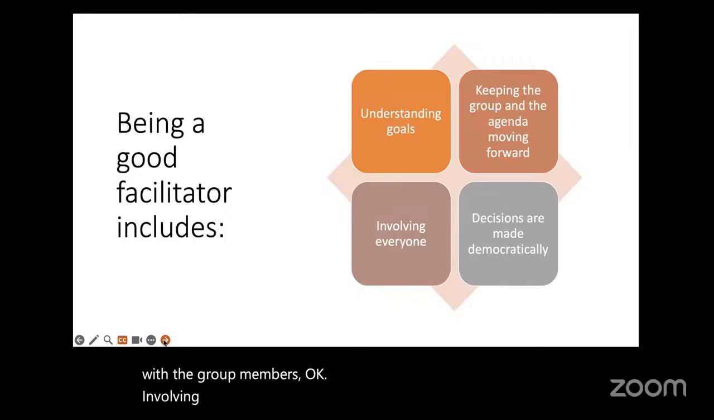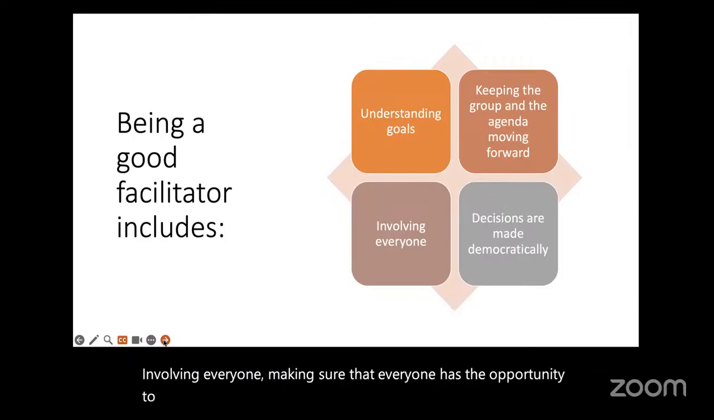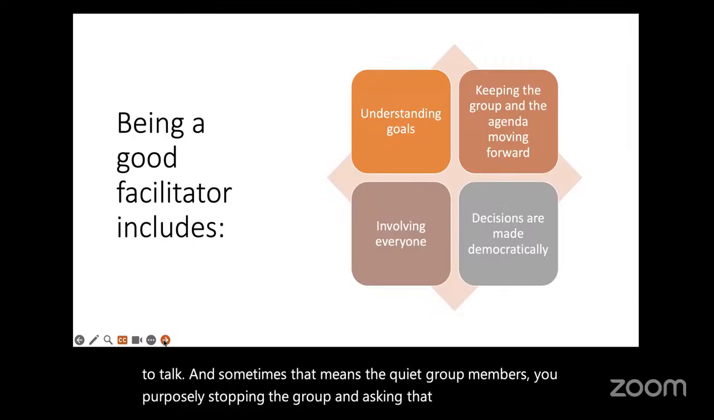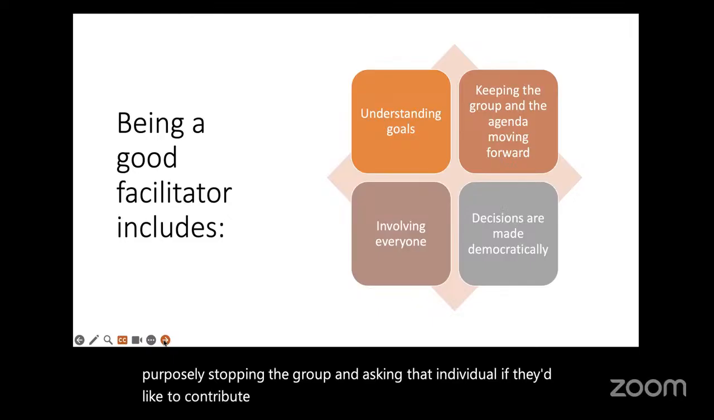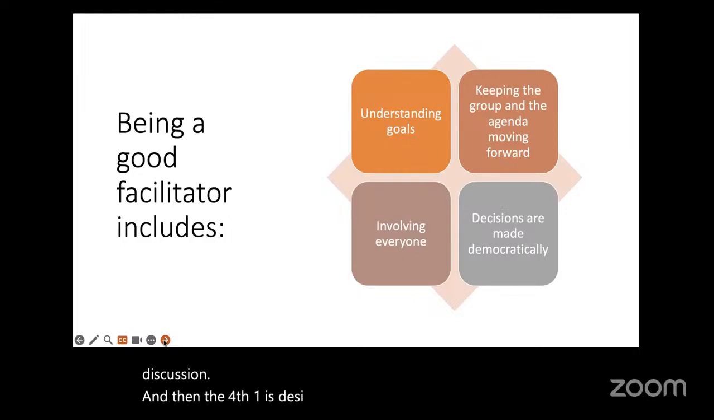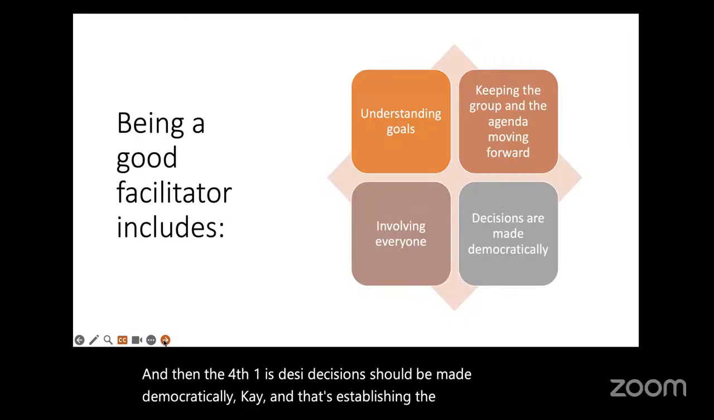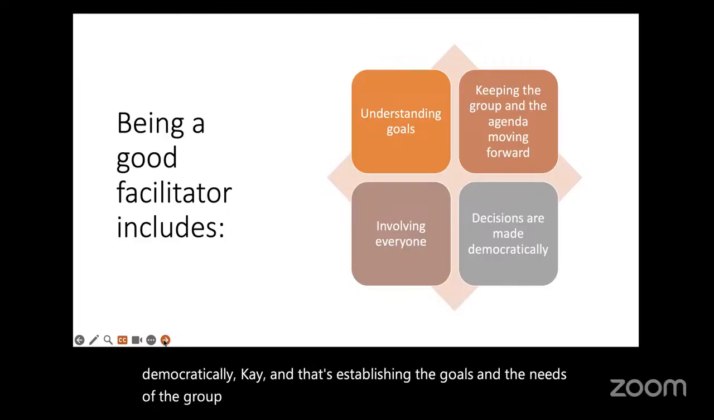Involving everyone, making sure that everyone has the opportunity to talk. And sometimes that means with the quiet group members, you purposely stop the group and ask that individual if they'd like to contribute or if they have anything that they can add to the discussion. And then the fourth one is decisions should be made democratically. Okay. And that's establishing the goals and the needs of the group, when the group will meet, when the group will start, the rules that the group develops.